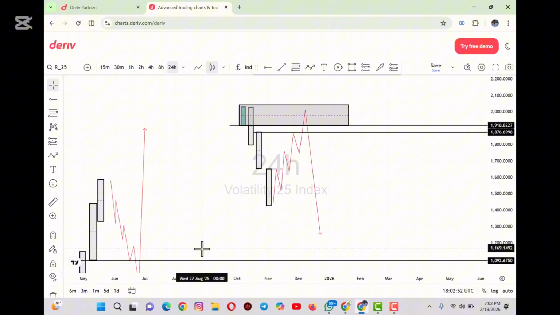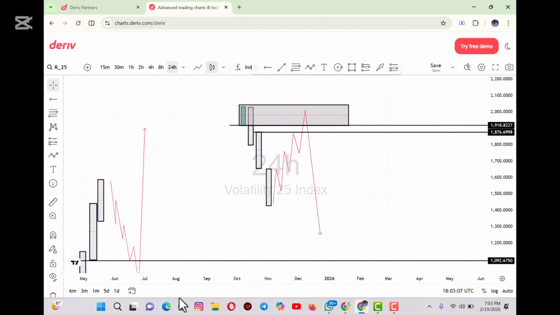Entry means where exactly are you making your trade decisions from? You've done your analysis, you've understood supply and demand. It's time for you to make a trading decision. Where exactly do you want to enter from? So that becomes your entry point.